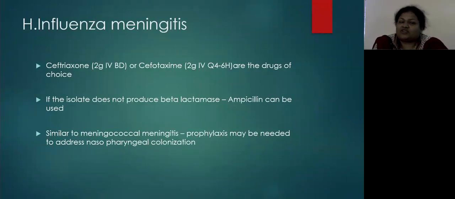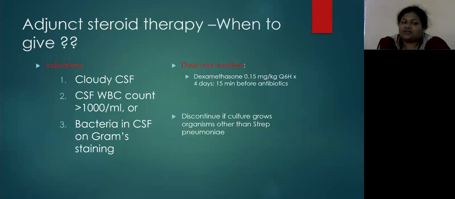Next, what about treatment of H influenza meningitis? Again, ceftriaxone can be used. The treatment is similar to meningococcal meningitis. Prophylaxis may be needed to address the nasopharyngeal colonization. So this is about the most common ones: pneumococcal, meningococcal, H influenza.